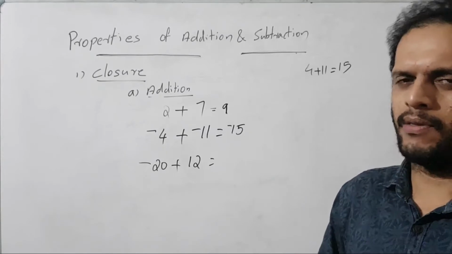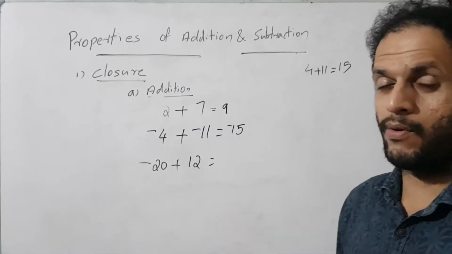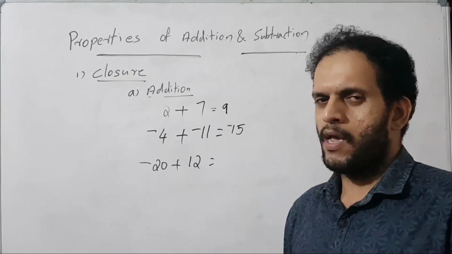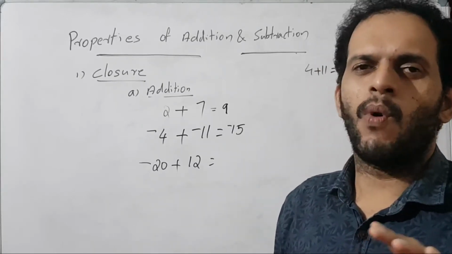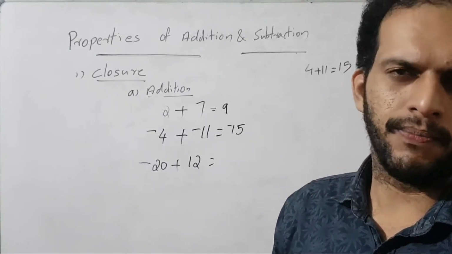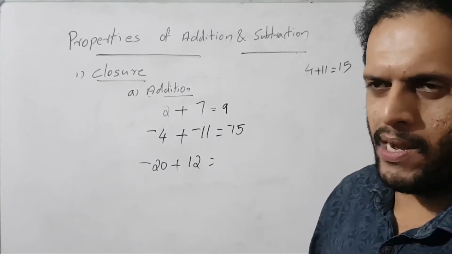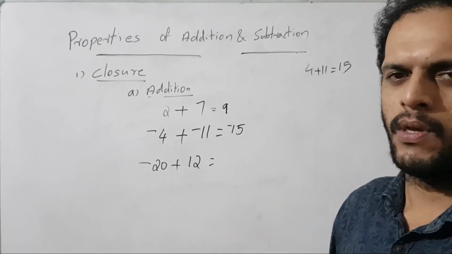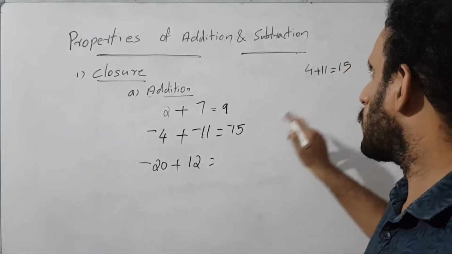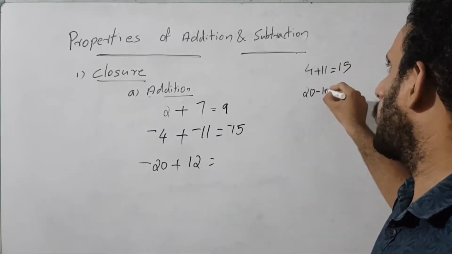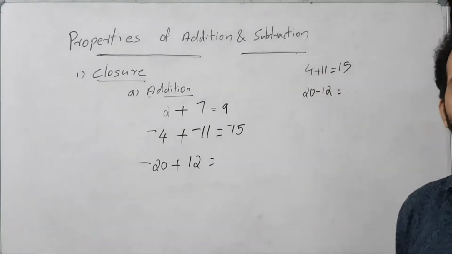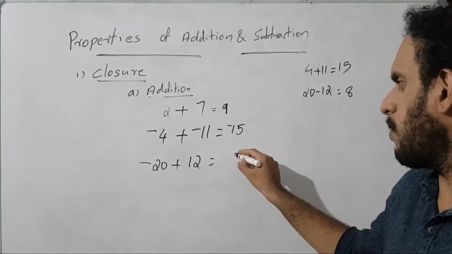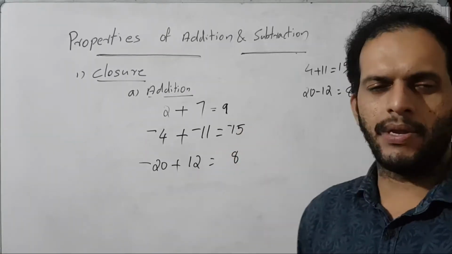In the case of addition, when they have different signs, what is the rule we follow? We studied it already. We subtract the smaller number from the bigger. So 20 minus 12. We know the answer of 20 minus 12. The answer is 8. 20 minus 12 is equal to 8.